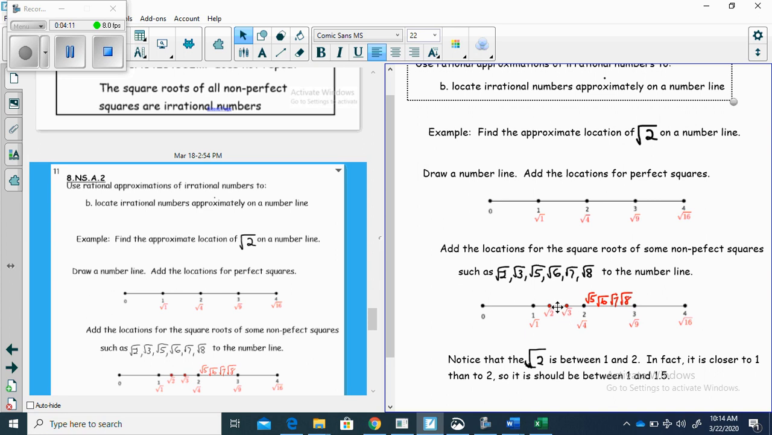That would tell us that basically 1.5 should be right here between the square root of 2 and square root of 3. So the square root of 2 is going to be somewhere between 1 and 1.5. The square root of all non-perfect squares are irrational numbers. Square root of 2 is an irrational number.